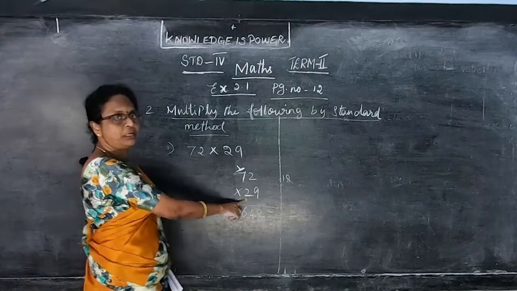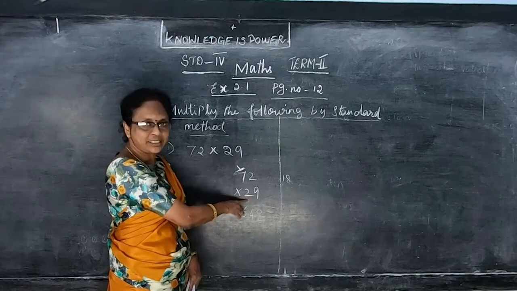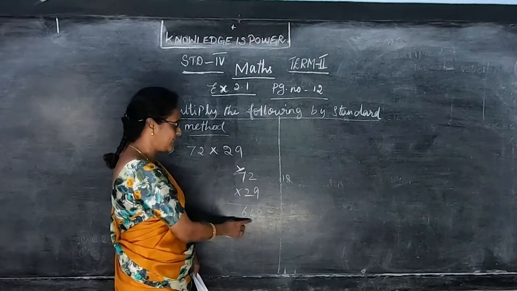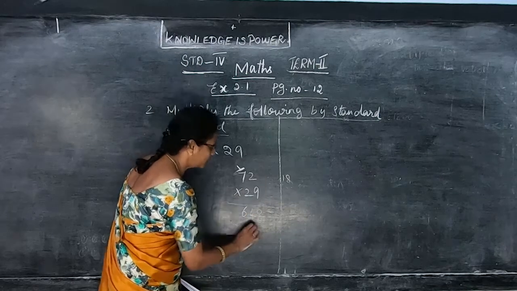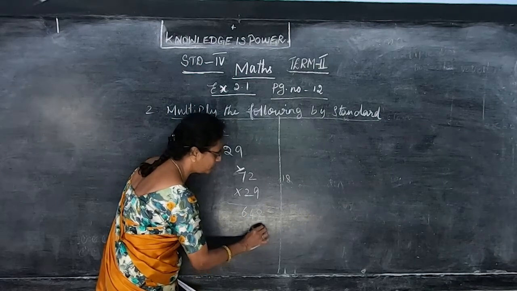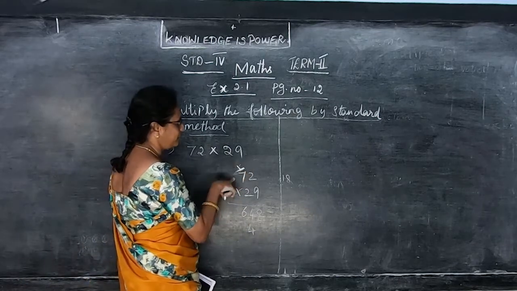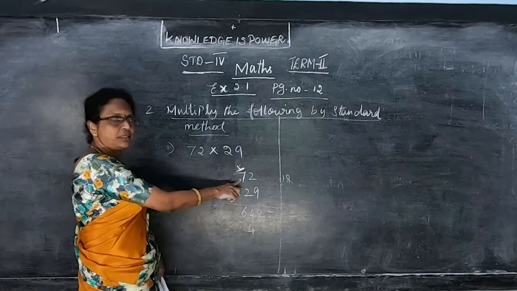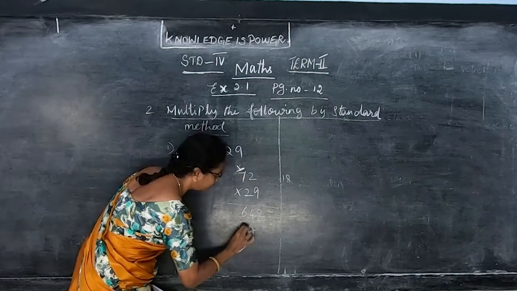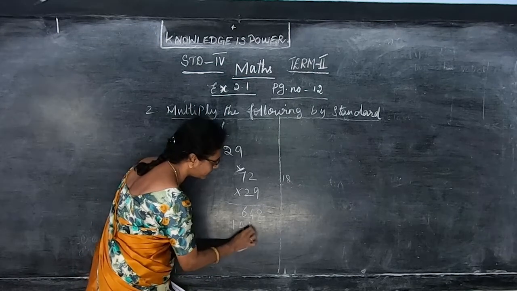Next we are going to multiply by 2. This 2 is in the tens digit, so whenever you write the answer, you have to start with the tens place. 2 twos are 4. You should not put the ones digit. This carry over is from the previous number, so don't multiply it. 2 into 7 gives you 14. You put a 4 here and 1 at the next digit.